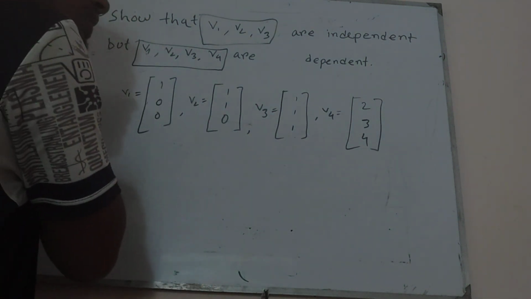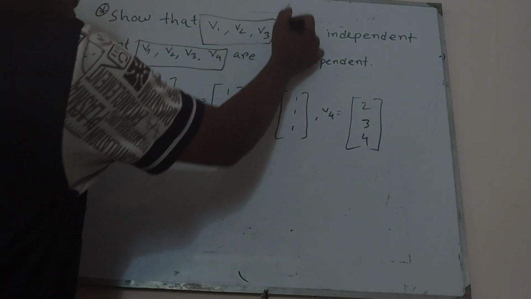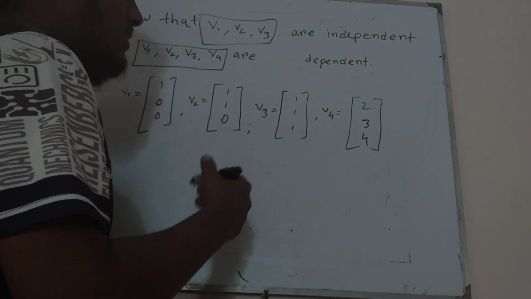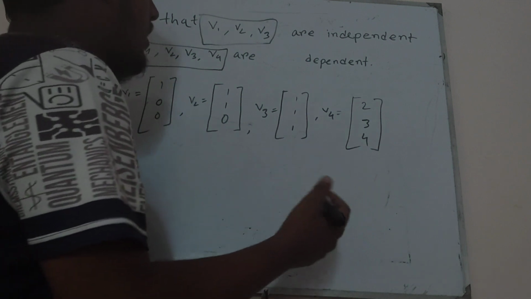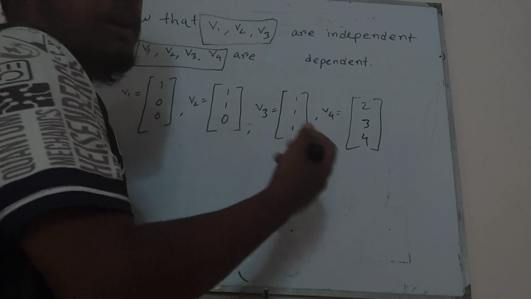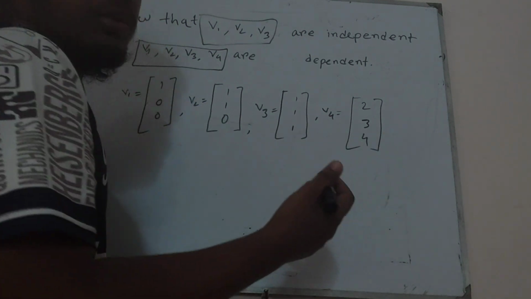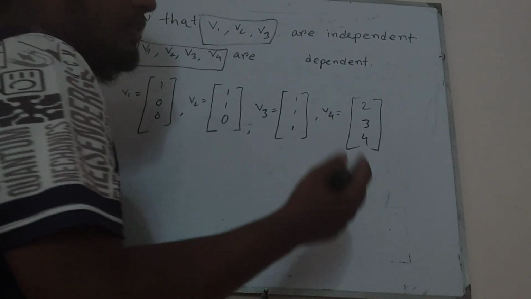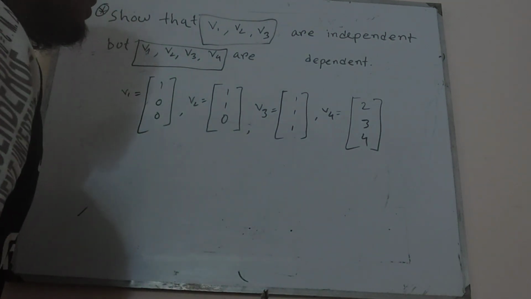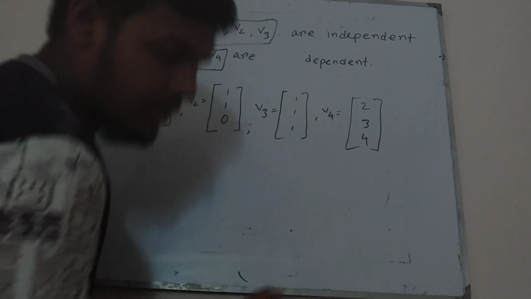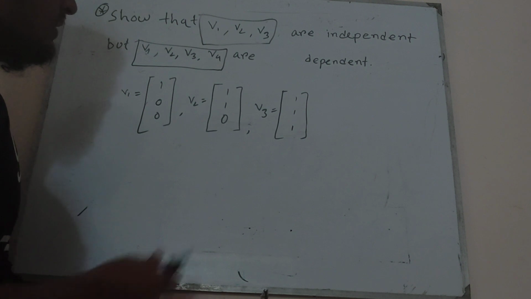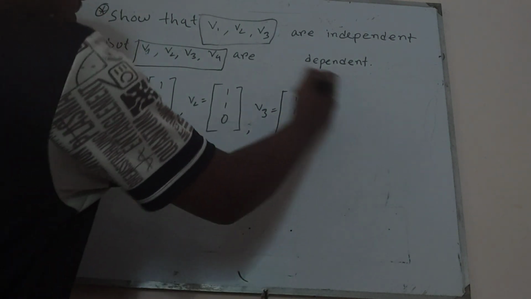So what should we do? At first we will prove that. Basically, I didn't get it from the solution manual, so I made the solution on my own and I am showing you this. If you have any problem, you can comment. Okay, so let's start. At first we will take the general linear combination of these three vectors.